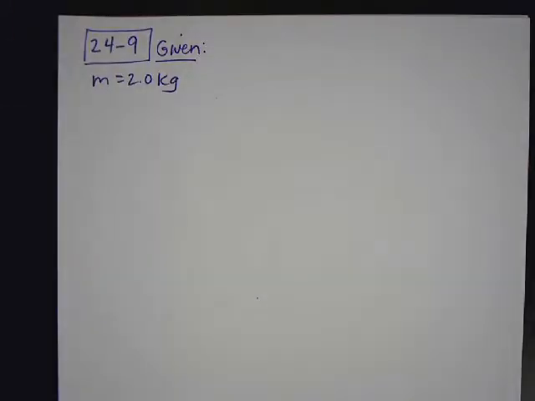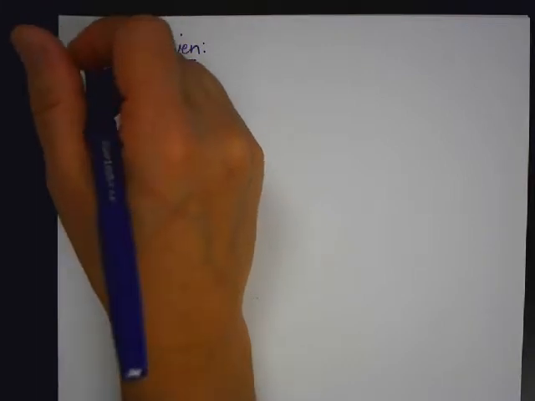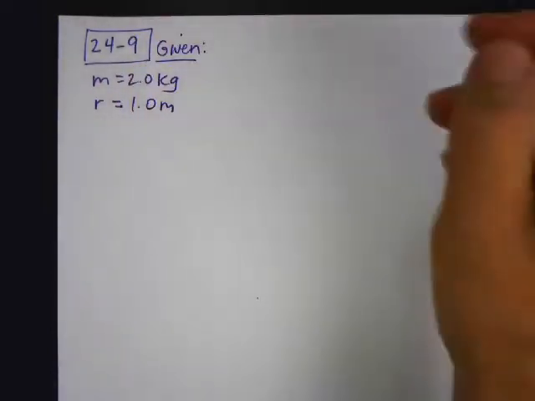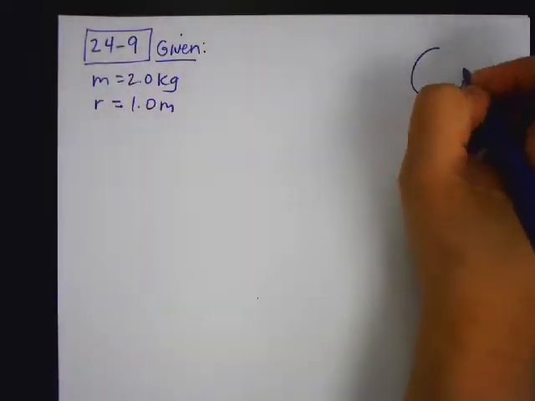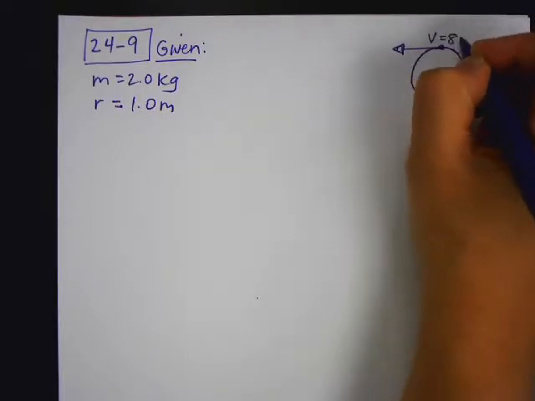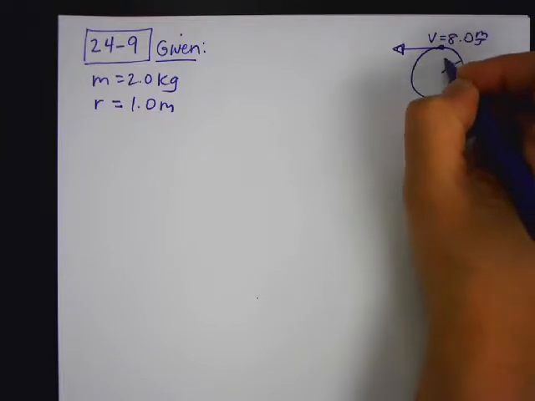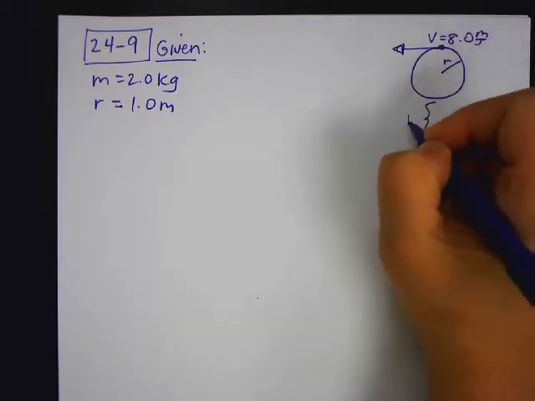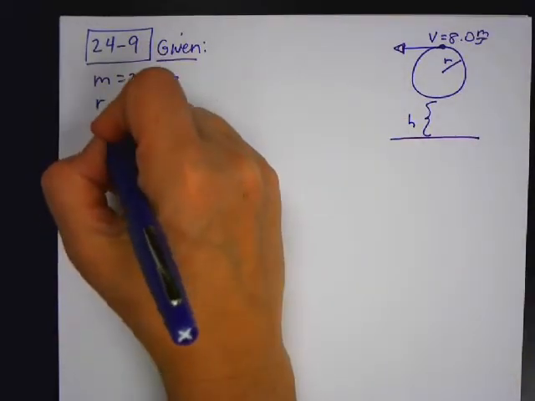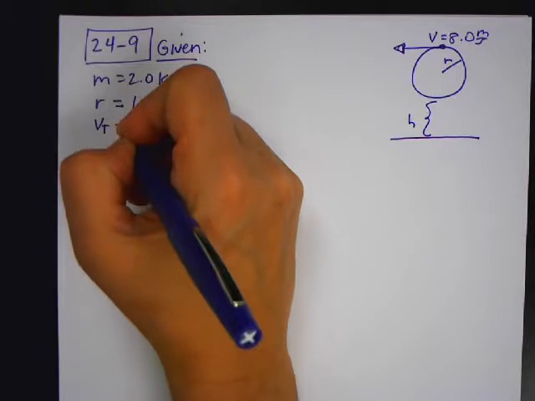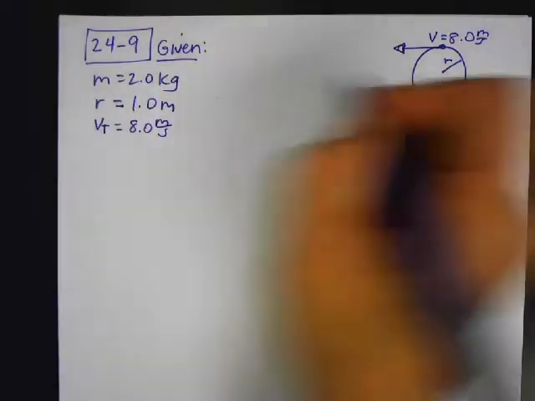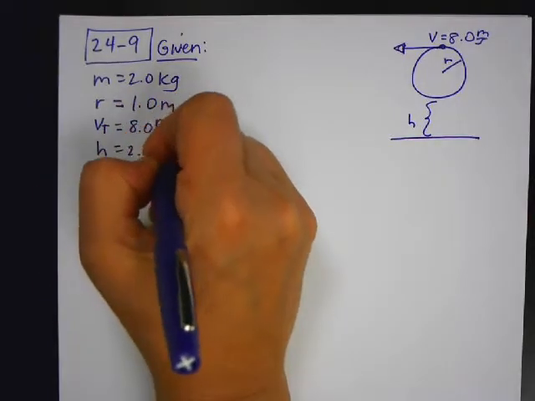It is swung in a vertical circle at the end of a rope whose length is 1. And that's the radius, so the radius is 1. You guys have the picture on your sheet, but I'm just going to redraw it so we can conceptualize it. This is R, and then we have a certain height above the ground like this. The speed at the top, so I'm going to say velocity at the top is 8 meters per second, and the circle is 2 meters above the ground, so h is equal to 2 meters.